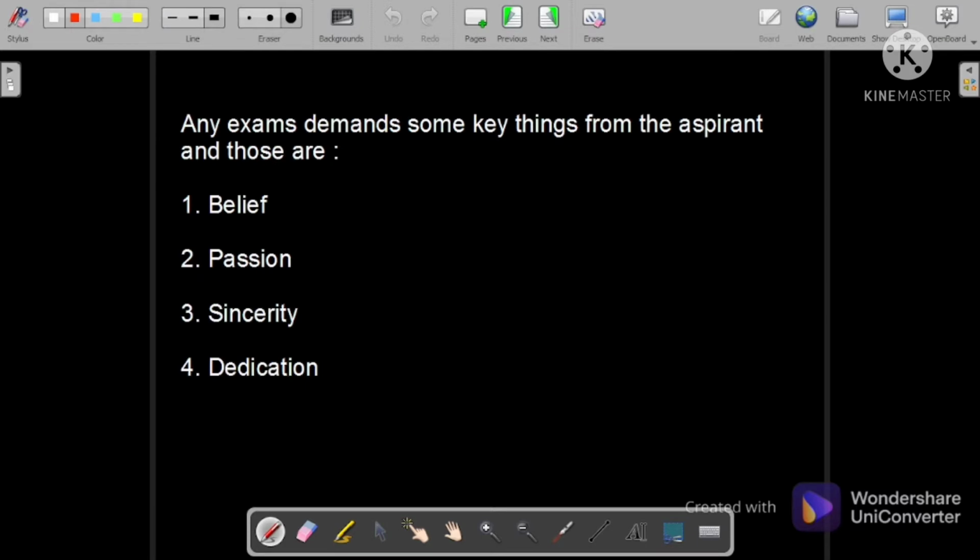Any exam demands some key things from the aspirant, and those are belief, passion, sincerity, and dedication. If you have all these four things, then you can crack any exam.